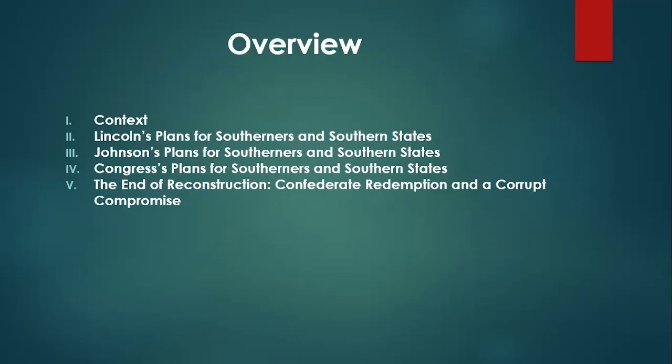We'll be looking at a little context as usual. Then we'll look at President Abraham Lincoln's plans for the Southerners and Southern states who had left the Union. And then we'll look at his successor, President Andrew Johnson's plans for Southerners and Southern states. And then we'll look at Congress's plans throughout Reconstruction. And then we'll look at how Reconstruction came to a close through a period known as redemption, which was all made possible by a corrupt compromise that'll mark the end of Reconstruction.